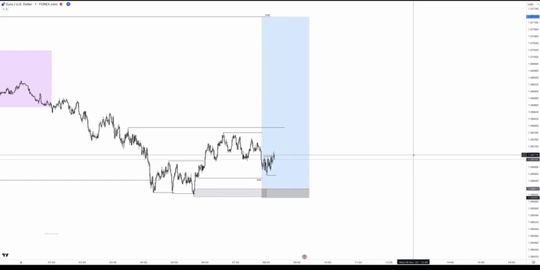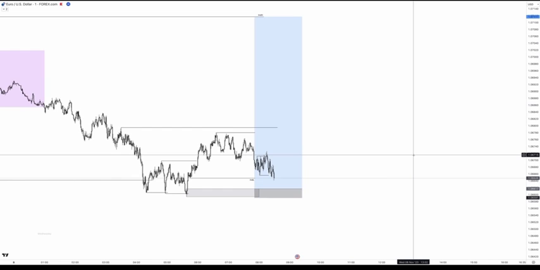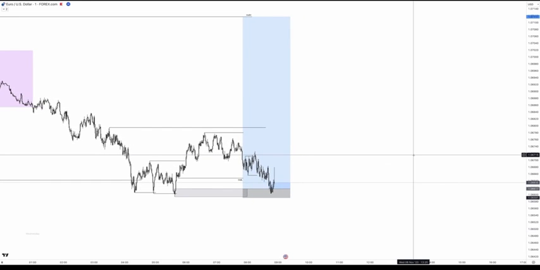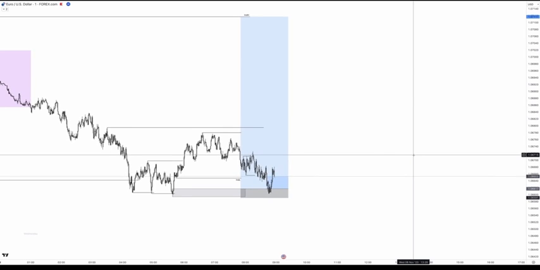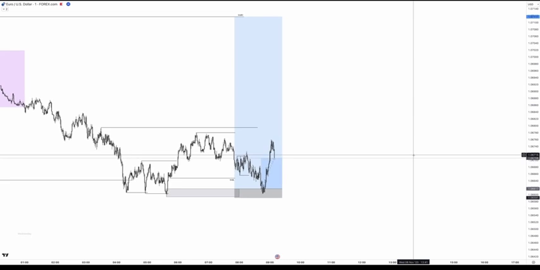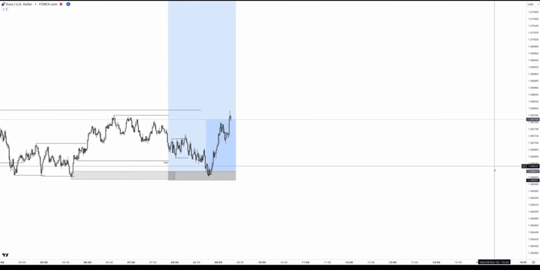And then price pulls back, traps buyers, and then taps into the 1 minute liquidity block, and then has a move up. Price leaves a low and then takes out the high right here.